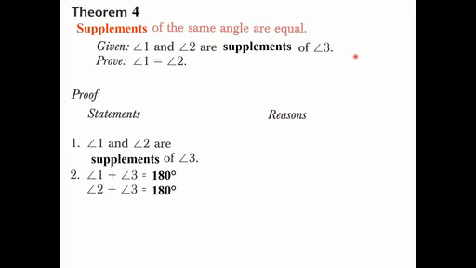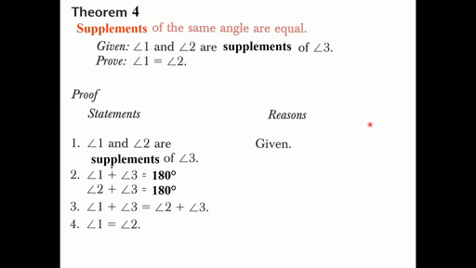Angle 1 plus angle 3 is 180. Angle 2 plus angle 3 is 180. So angle 1 plus angle 3 equals angle 2 plus angle 3, and angle 1 is equal to angle 2. Do you have those reasons? Pause it. Challenge yourself. See if you can jot them in there or at least say them.